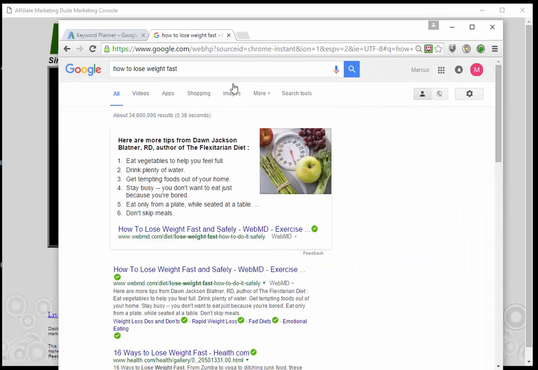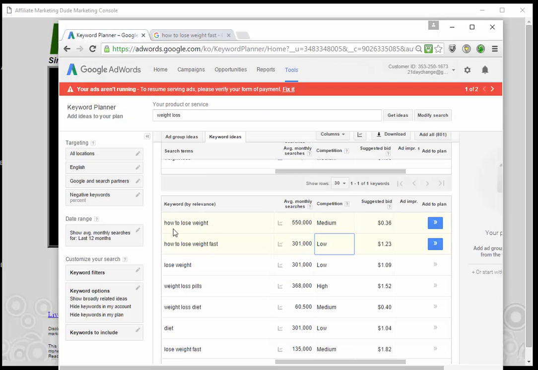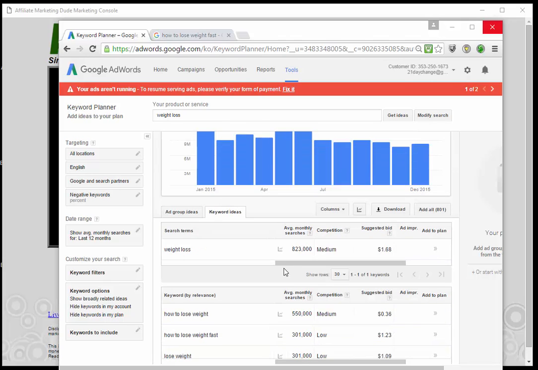It's just looking at the inventory, and I want you to really get in your mind that these are inventories. Every single line is a value that Google is placing on the searches based on the number of searches and the competition. So if you were to look at the hypothetical value of the traffic, you could simply take 823,000 times $1.68, and you're going to get the value of that word per month.